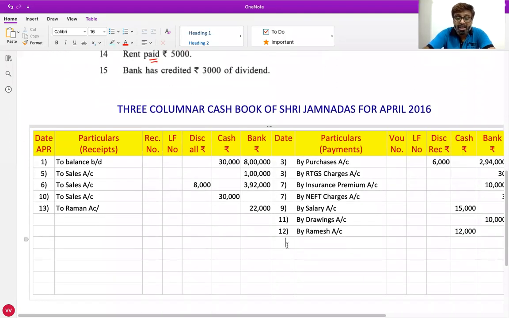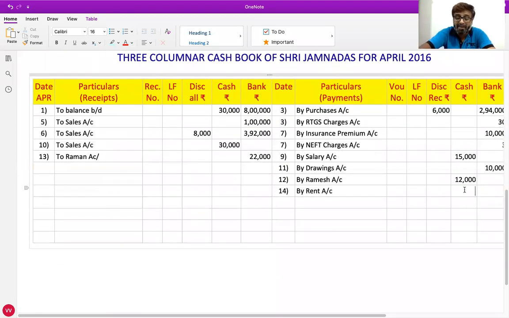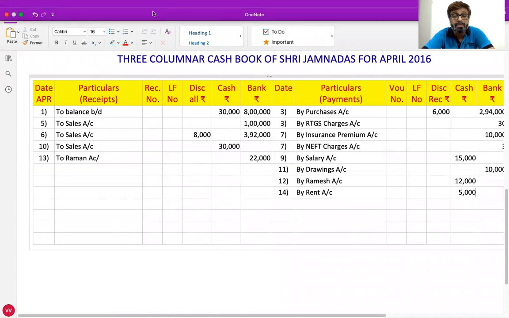Now here this 14th one, credit side we will write opposite account, by rent account and paid in cash. So in cash column 5,000. Is this clear to everyone? Yes.